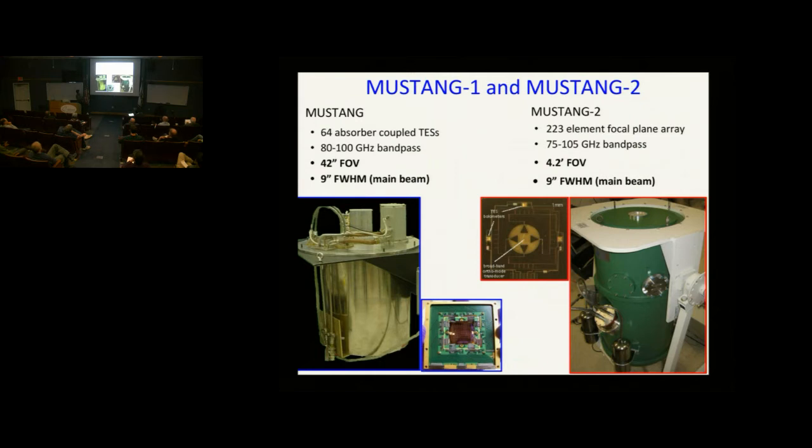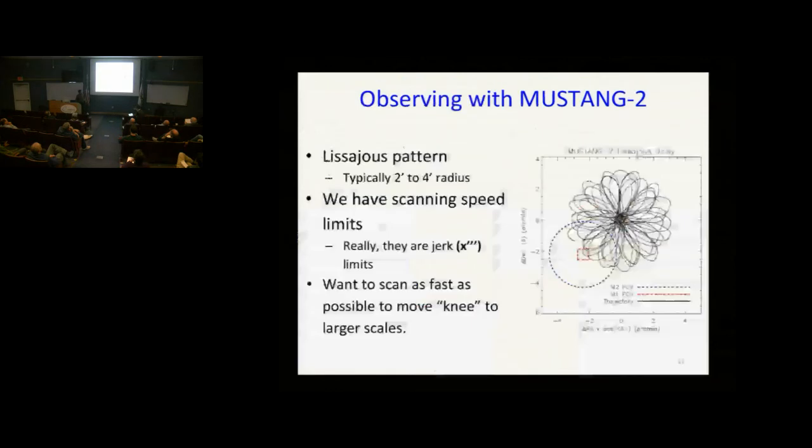Similar instruments in that they both operate at 90 gigahertz and they'll have the same resolution, but MUSTANG-2 has a lot more detectors. That array actually is not fully filled with detectors. We have 215 detectors. We have a slightly larger bandpass, but most importantly, our field of view is a lot larger than with MUSTANG-1. So 4.2 arc-minute field of view versus 42 arc-seconds.